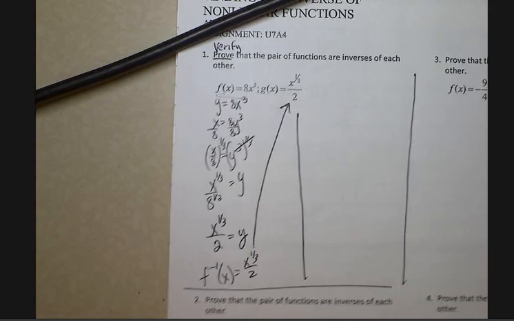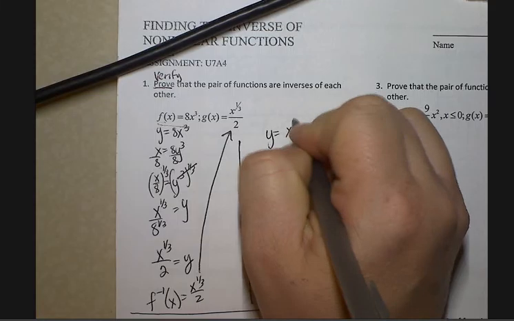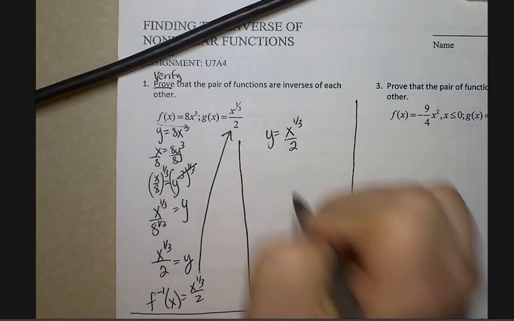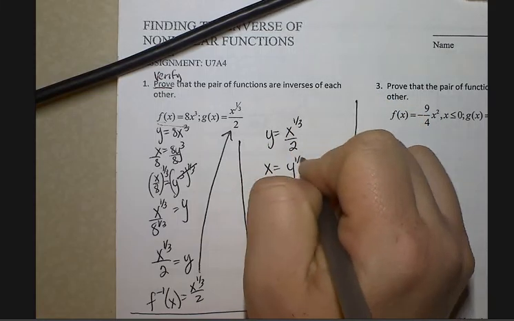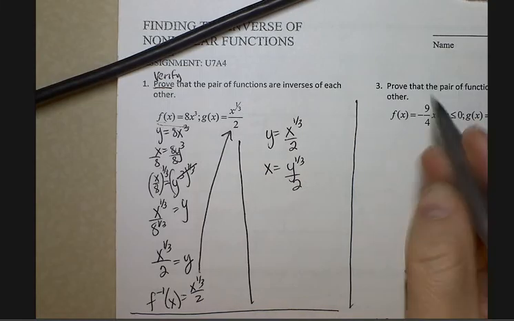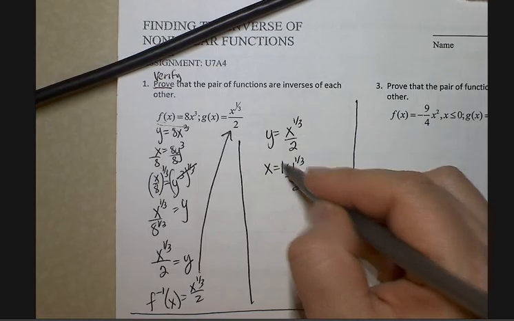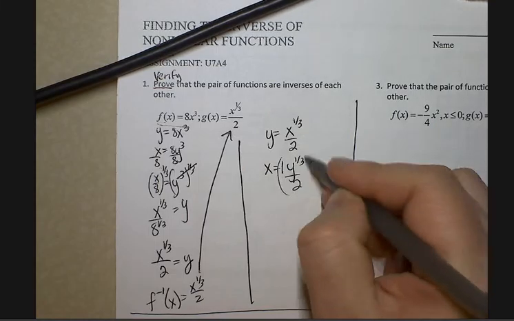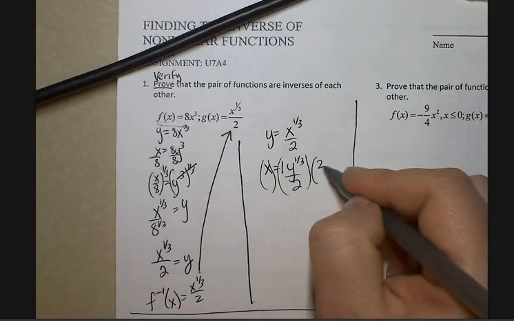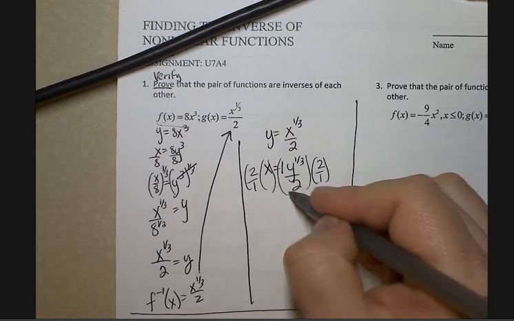Okay, let's do the next one. Same concept, y equals x to the 1/3 over 2. Switch the x and y's. And this is a tougher concept for a lot of students. Remember, it's really like a 1/2. So to get rid of the 2 on the bottom, multiply by the reciprocal of 2 over 1, or 2. 2's and 1's cancel.